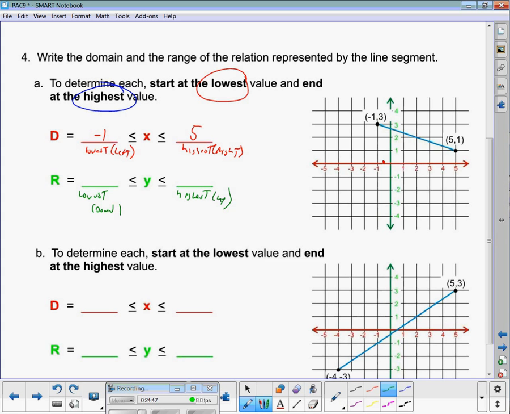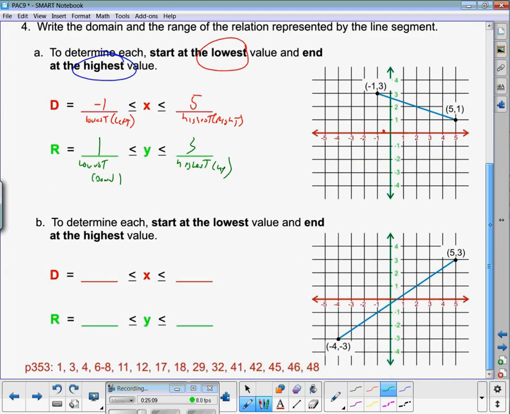John? It is 1. What is the highest numbered girl? Say it if you know it. 3. So we have every girl from 1 to 3. That's what that says. 1 less than or equal to y less than or equal to 3 means all the girls from 1 to 3. We have all the guys from -1 to 5. We have all the girls from 1 to 3.